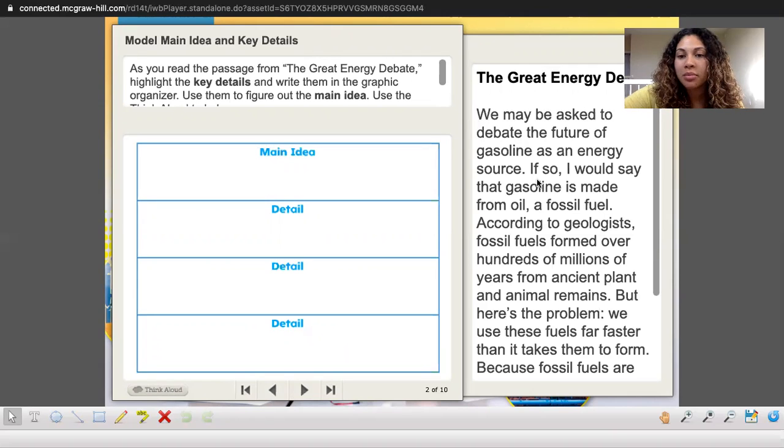We may be asked to debate the future of gasoline as an energy source. If so, I would say that gasoline is made from oil, a fossil fuel.